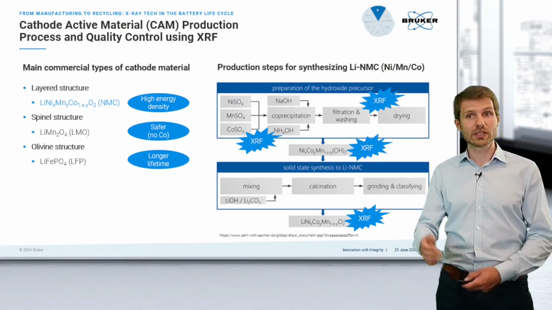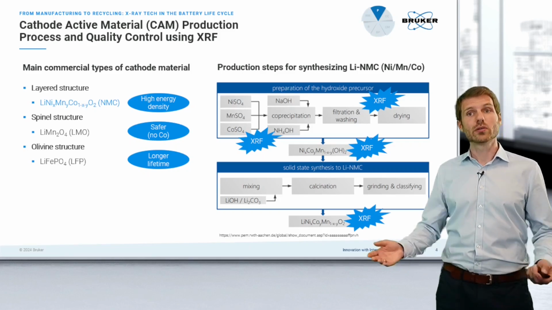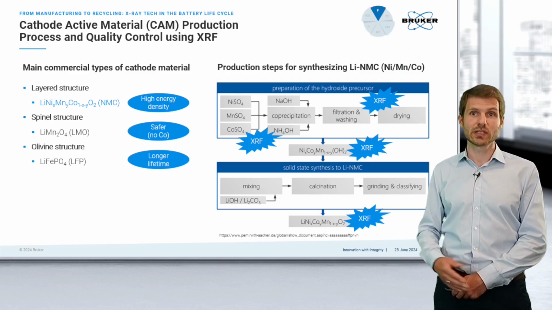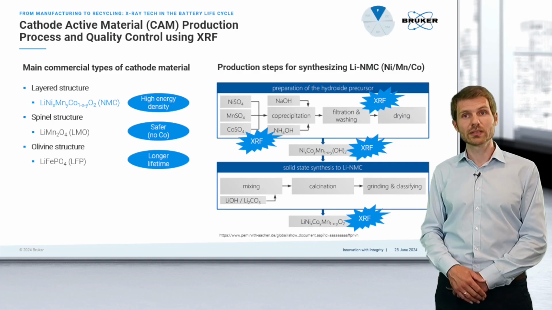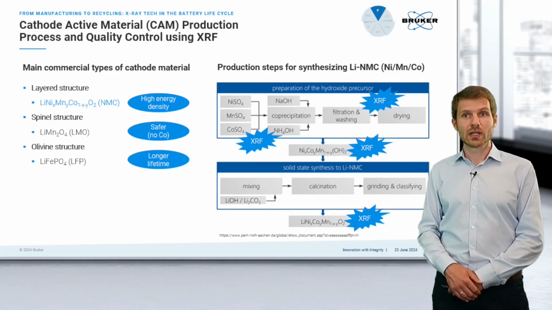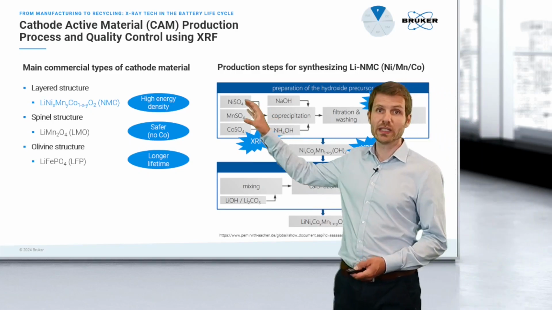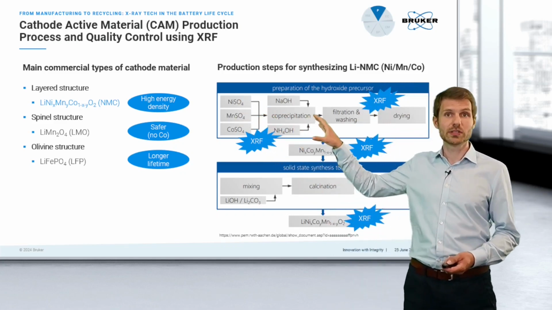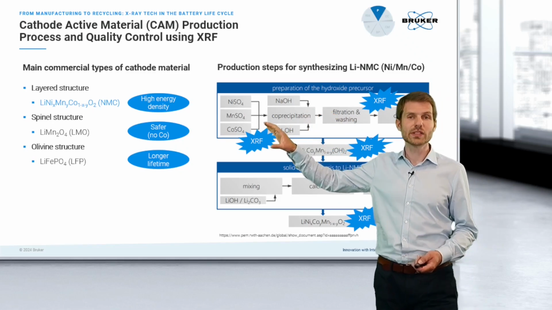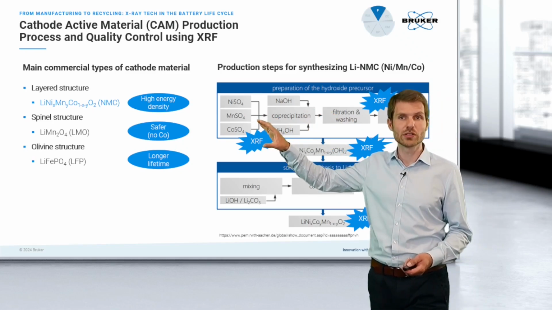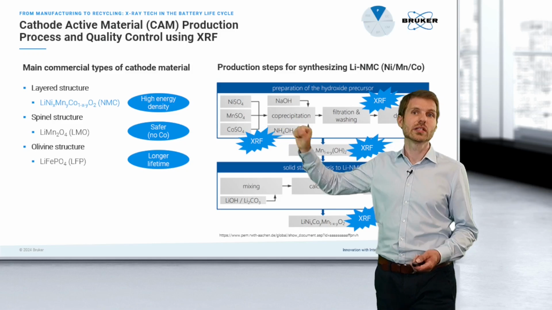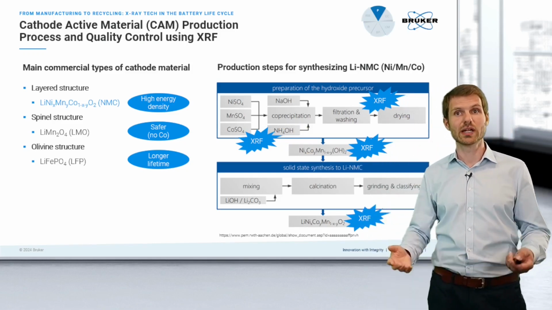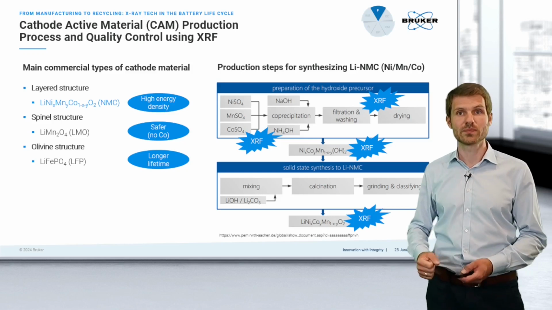Here we have different cathode active materials, of course. One of the most common ones is the lithium NMC, so nickel, manganese, cobalt in different ratios. Here we start with a sulfate salt and then a sulfate solution, preparing the mixture and a co-precipitation. So XRF here is already used for the salts, for the solutions, and especially the solution mixtures, where we would check if everything on the elemental side is fine, if you have the right ratios and the right purity.